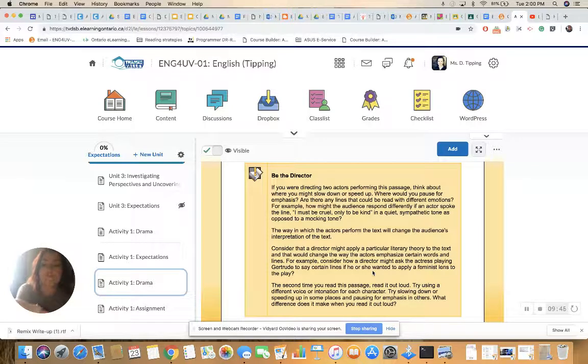So the second time you read this, I want you to read it out loud. Try using a different voice or intonation for a character. If you've got a friend around, maybe you try taking one role and have your friend take the other role. That would really help. It helps bring the scene alive for you.